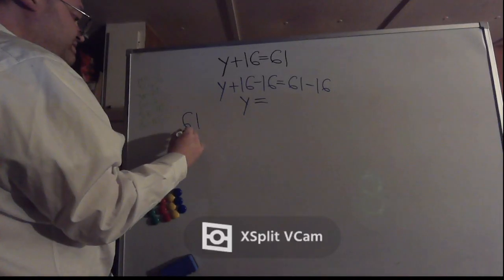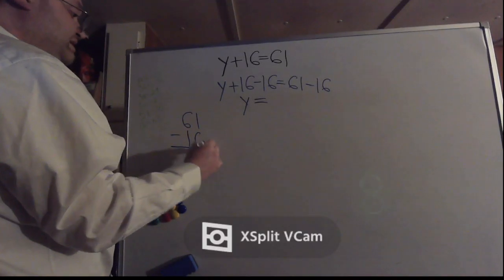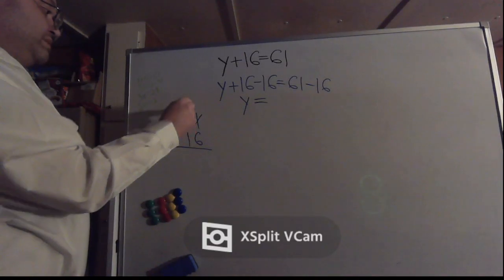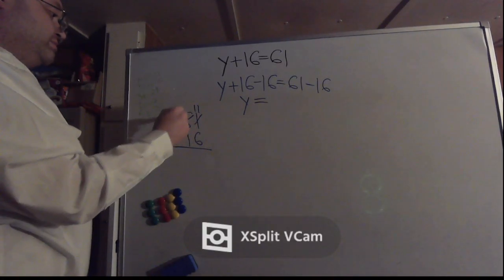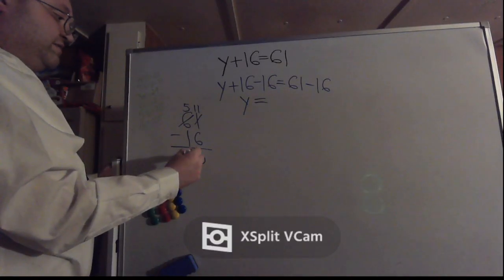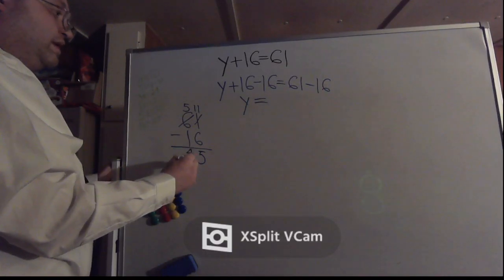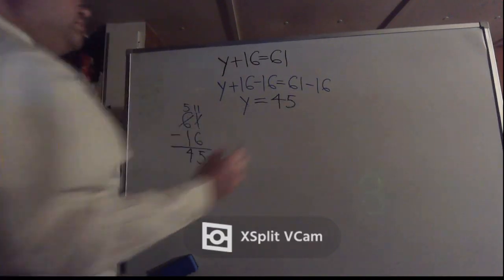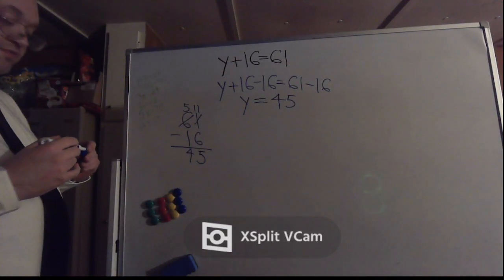So let's do that on the side here. 61 minus 16. So we know how to do a subtraction now. That 1 becomes an 11. We borrow 1 from the other place. The 6 becomes a 5. 11 minus 6 is 5. 5 minus 1 is 4. So according to this, y should equal 45.